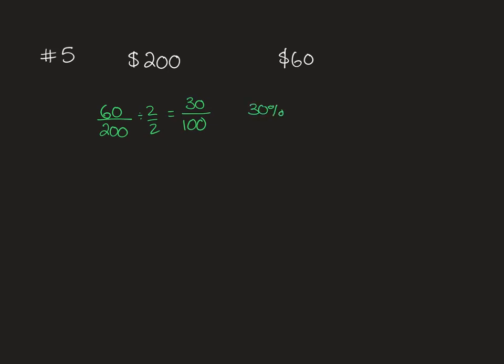So what percent would be left? Well, if I'm trying to get to 100%, I would need to add. So it would be 70%. My 7 looks a little bit more like a 9. So the student still needs to raise 70%.